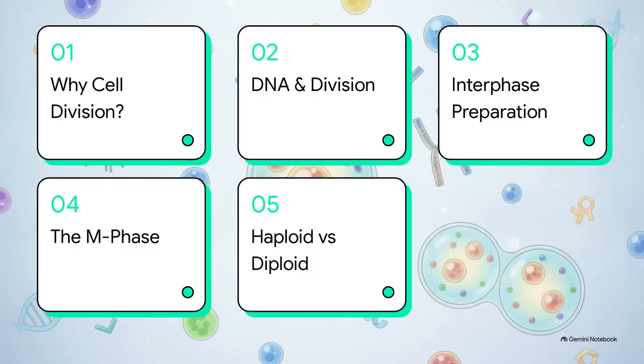To give you a quick mental map of where we're headed today, we're going to look at why cell division is even necessary, how DNA and property division work, interphase, which is basically the preparation time, the actual M phase of cells, and finally, we'll wrap up by looking at haploid and diploid chromosomes. Let's get right into it.